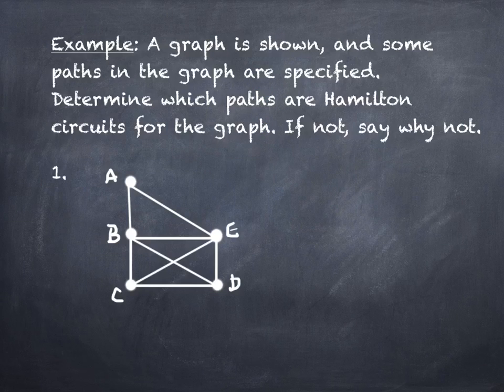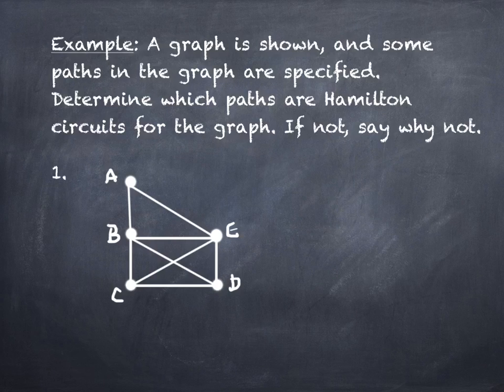And we're going to give an example. So here is a graph, A, B, E, C, and D. And there are some paths, oh, it's on the next slide, I'm sorry. So a graph is shown. Some of the paths in the graph are specified. It's on the next page. Determine which paths are Hamilton circuits for the graph. If not, say why not.